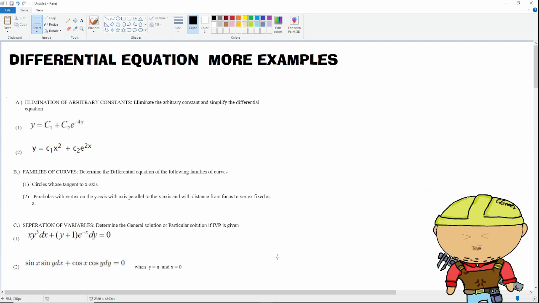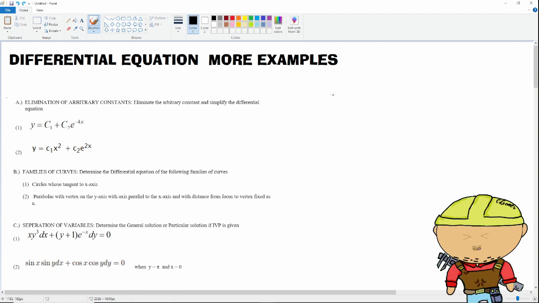Okay, so more examples actually for today. We're gonna have three topics: elimination of arbitrary constants, families of curves, and separation of variables. This will be a long video, but I'm planning to make it into two or three parts, depending on how much time we use to solve these problems. But yeah, let's get started. We have a lot of problems today and a lot more lessons to teach.